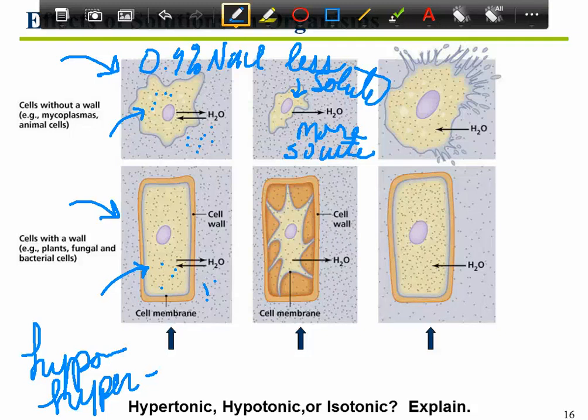So what's going to happen? You're going to get a net movement of water out of the cell, and the cell shrinks. You saw that in red blood cells. You call that crenation. You see that there.